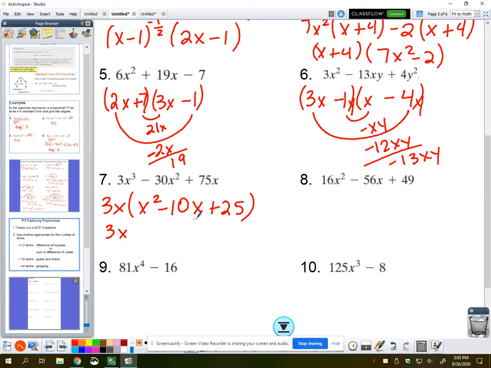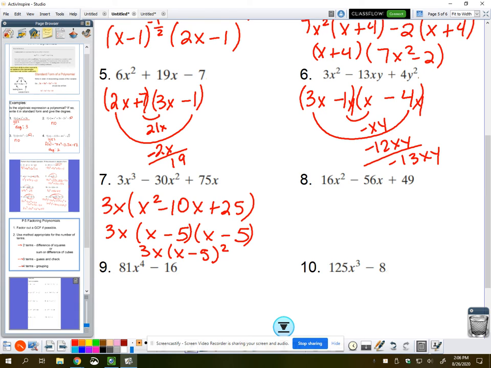All right, so if I try to factor this with guess and check, I know I need x and x. Since it's a 25, I bet I need 5 and 5. We're multiplying to get a positive, adding to get a negative, so they're both negative. And I could just write that as 3x times x minus 5 squared. All right, number 8.